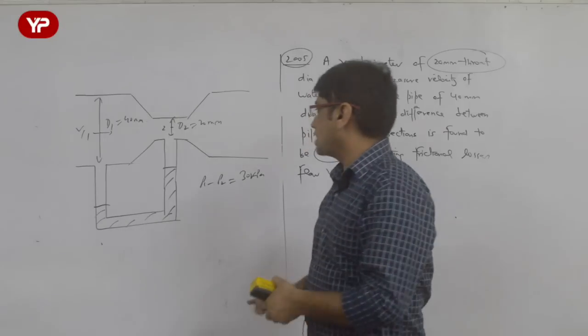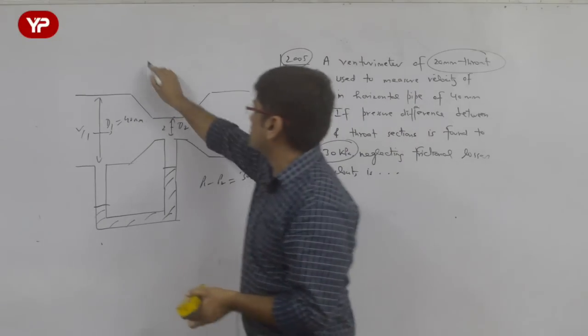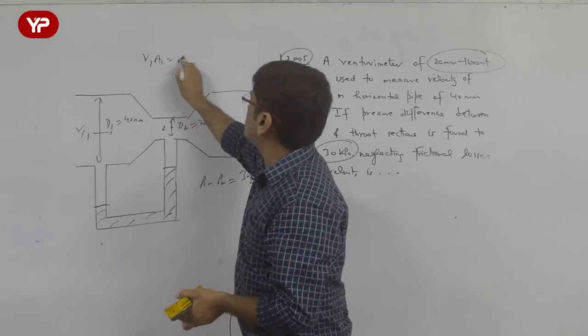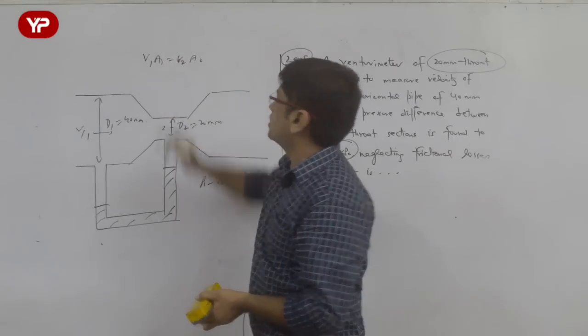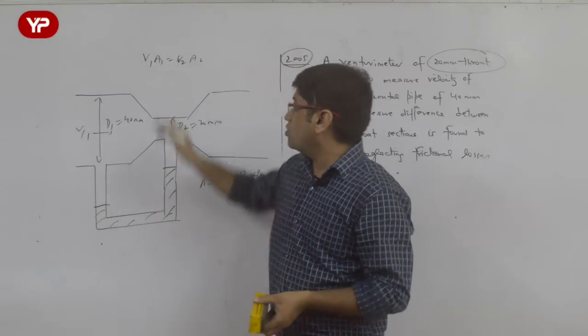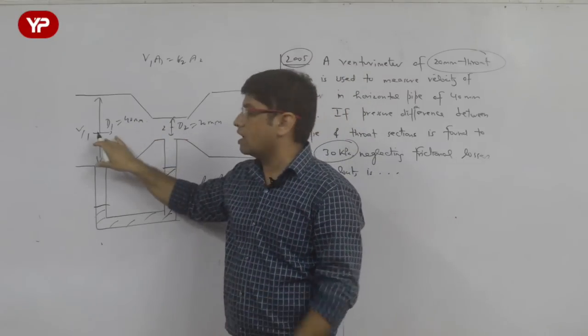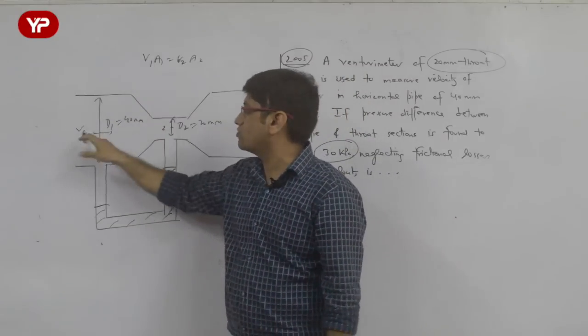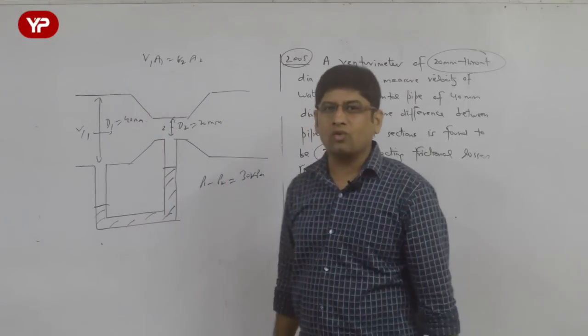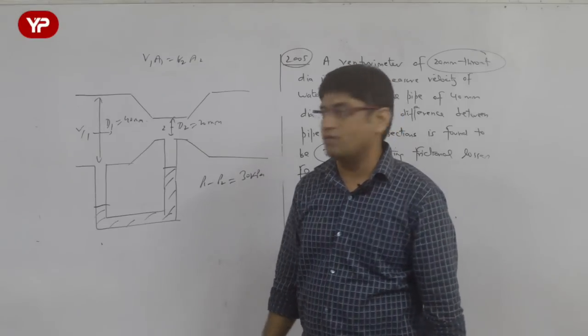Now let us say first we go for the continuity equation. V1 A1 is equal to V2 A2. That is the continuity equation. And you know A1 and A2 are cross section areas at the pipe and throat, and V1 and V2 are the velocities. So he is asking you to calculate the velocity of flow in the pipe, that is V1.